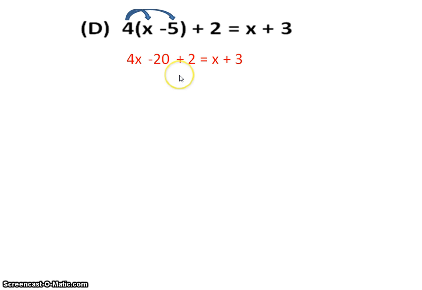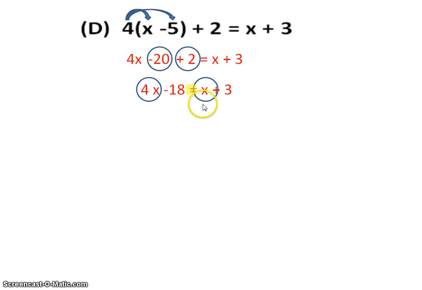On the left-hand side, let's look for some like terms. I have minus 20, and I have plus 2. We combine those to be minus 18. I'm going to bring the rest of the terms down, including the equal sign. We're going to continue to look for some like terms. On the left-hand side, I see 4x. On the right-hand side, I see x. But because there's an equal sign separating those two, I'm going to have to eliminate one of those to move it to the other side.